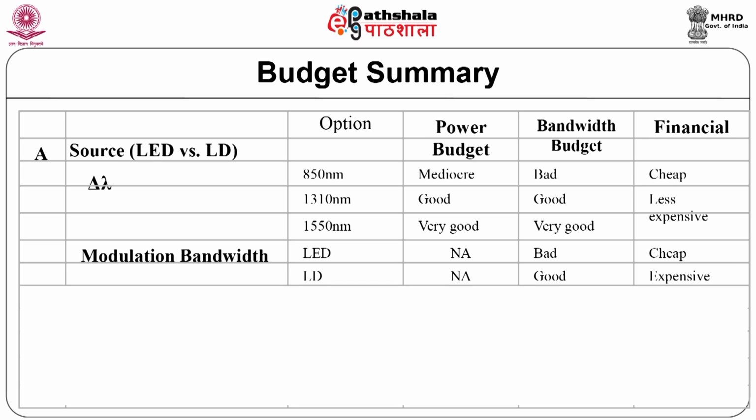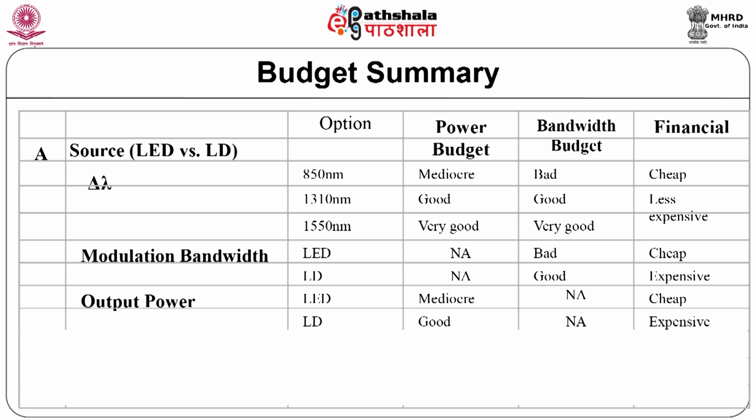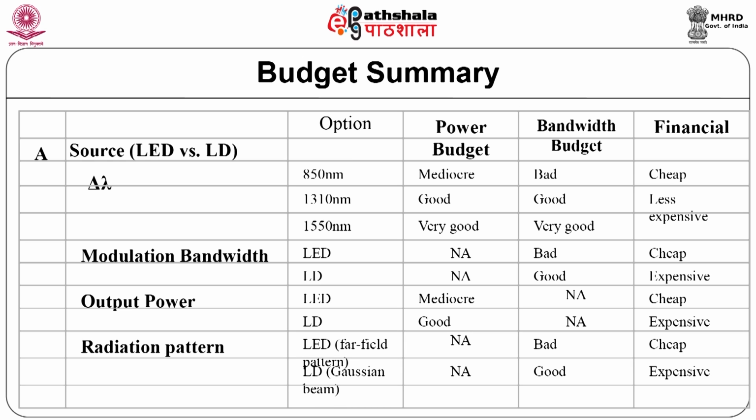Modulation bandwidth: LED, power budget not applicable, bandwidth budget bad, financially cheap. LD, NA, that is not applicable, good and expensive. Output power LED, power budget mediocre, not applicable, cheap. Laser diode, good, not applicable, expensive. Radiation pattern LED, far field pattern, not applicable, bandwidth budget bad, financially cheap. And Gaussian beam for laser diode, not applicable, good and expensive.